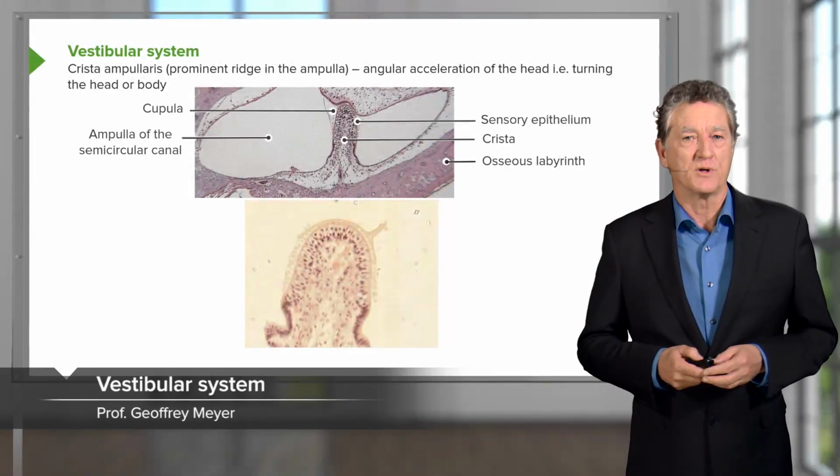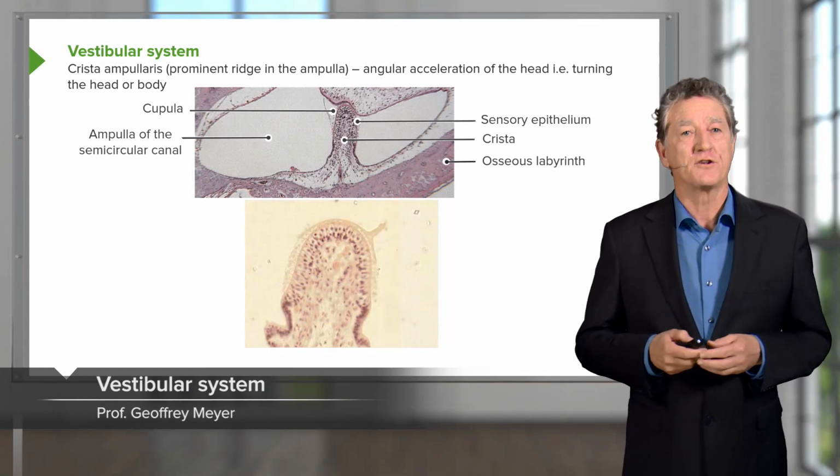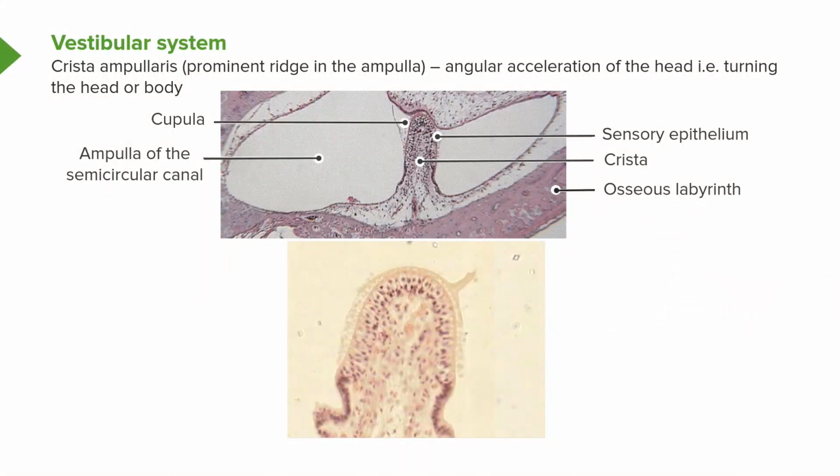The crista ampullaris, remember, there's 3 of them. They're located in the ampulla, or the ballooned, increased, bulbous projection of the semicircular canal as it comes in contact with the vestibule. They detect angular acceleration of the head. And what you see in the diagram on the top is the section through the membranous labyrinth within the bony or osseous labyrinth.